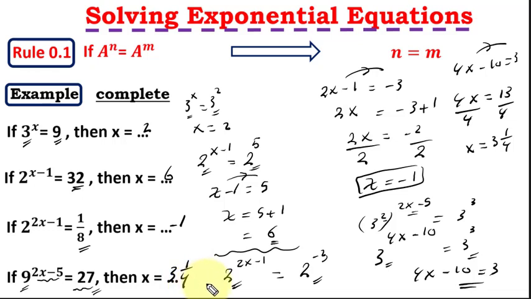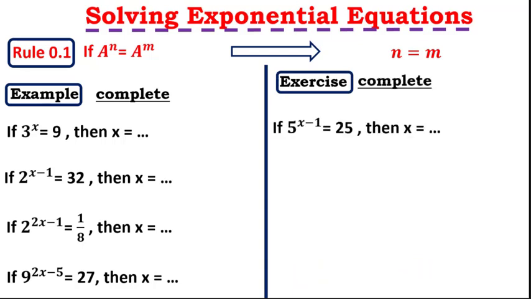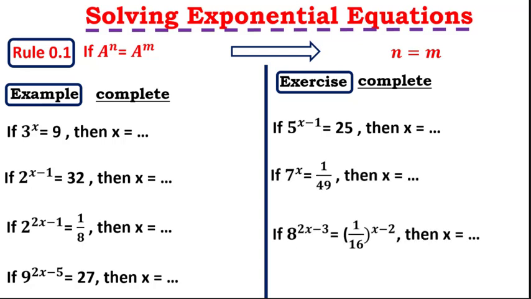Next, we have an exercise. You can do it by yourself. Exercise, complete: if 5 raised to the power x minus 1 equals 25, then x equals what? If 7 raised to the power x equals 1 over 49, then x equals what? And 8 to the power 2x minus 3 equals 1 over 16 to the power x minus 2, then x equals what? 9 raised to the power 2x plus 3 equals 1 over 27 raised to the power 3x plus 1, then x equals what?